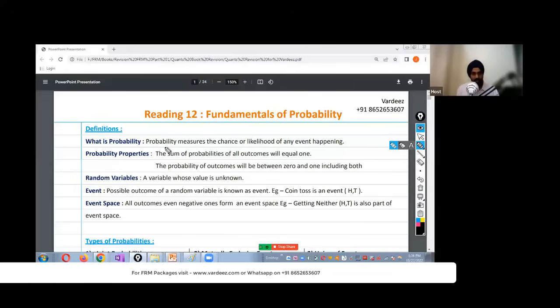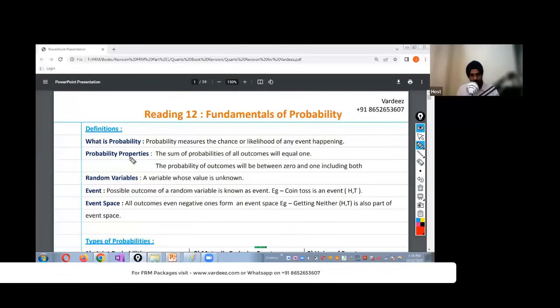Okay, so first off, the definitions. What is probability? Probability measures the chance or likelihood of any event happening. In this entire chapter, and rather in the entire statistics, it's all about the probabilities that we want to observe, the likelihood of something or any event that could happen. So that is the first definition of probabilities.